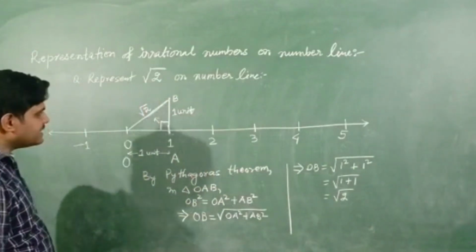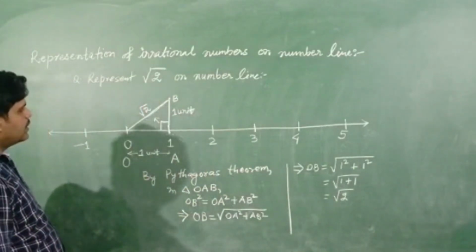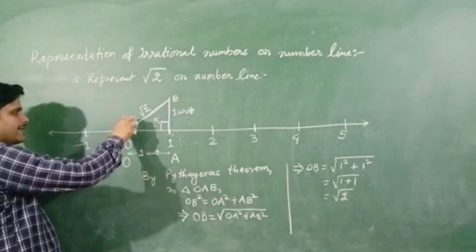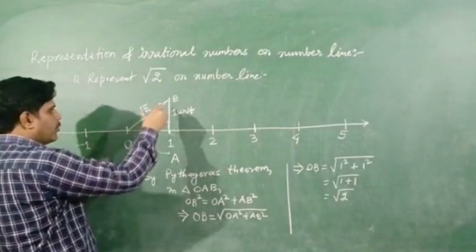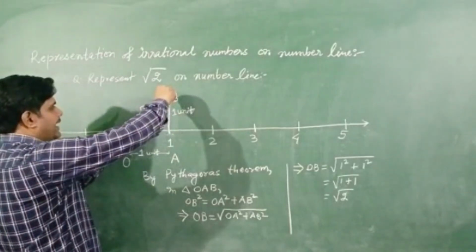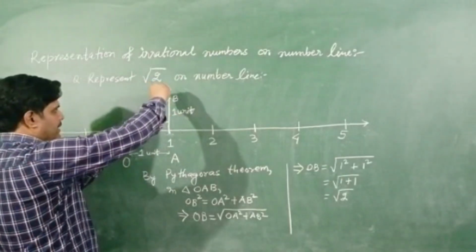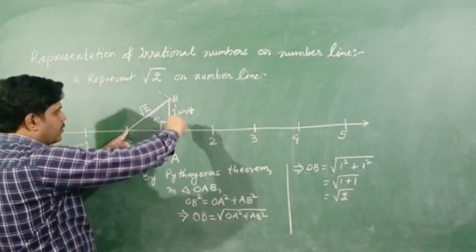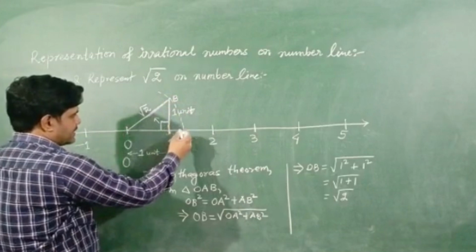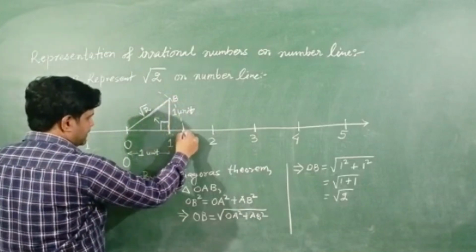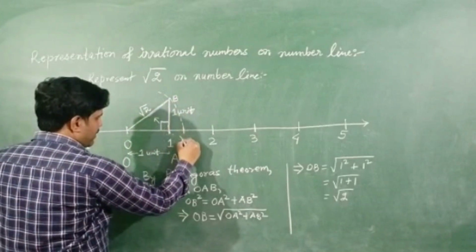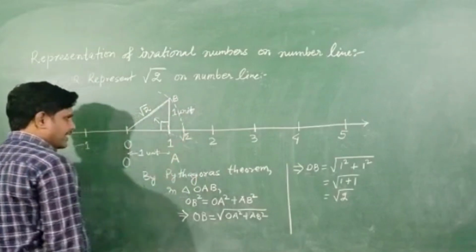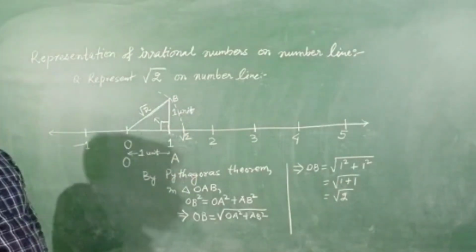Now to represent root 2 on number line, what we do, we take O as center and OB as the arc, and we cut a circle, we cut an arc through OB, and since it's cutting the number line here, we can write this point as root 2. So this is the point where root 2 lies on number line.